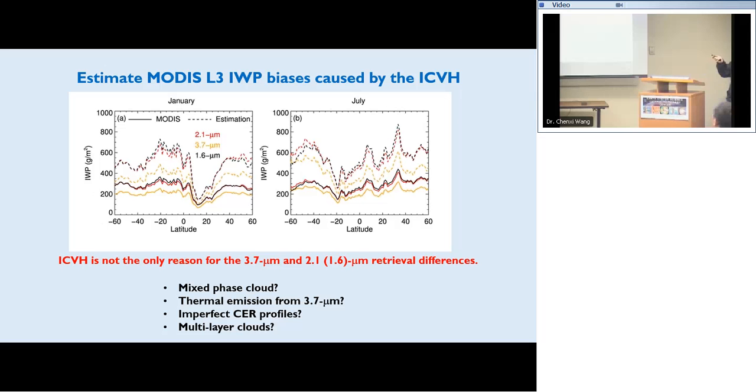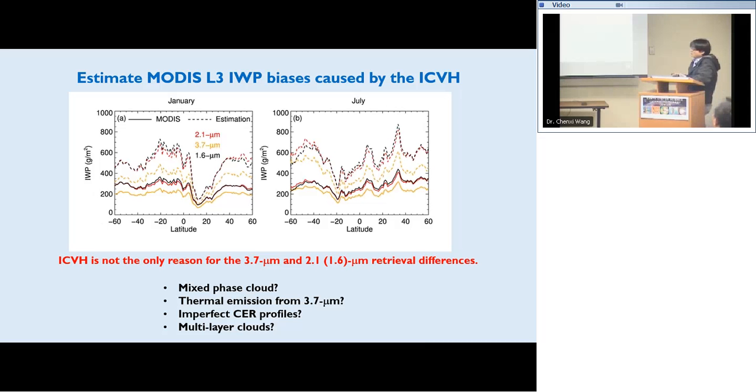But here, we just assume that ICVH is the only reason causing the retrieval differences between the three. However, if ICVH is the only reason, then we should end up with almost identical retrievals after correction. But it is not. You can see that after correction, the 3.7 is still the lowest, also here. So that means ICVH is not the only reason for the retrieval difference between the three.